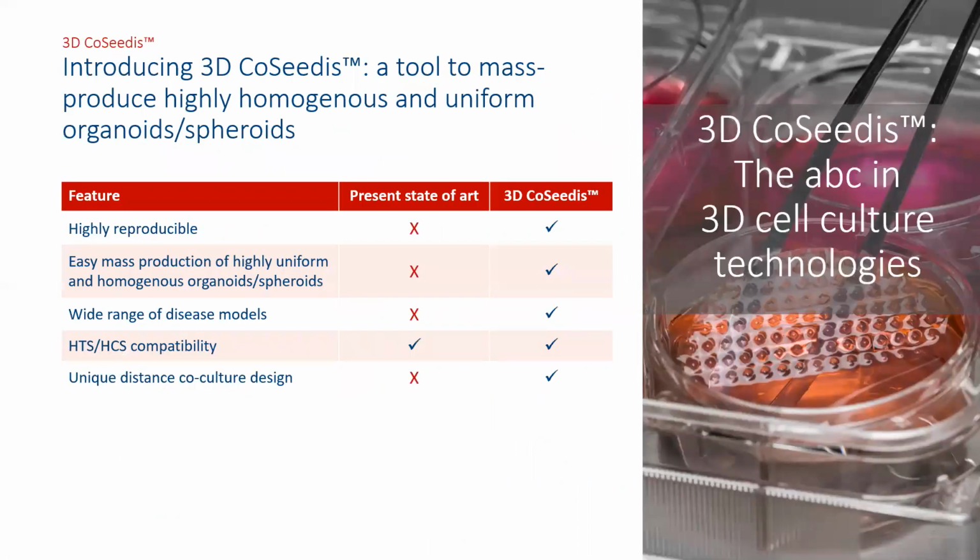And that's exactly where 3D CoSeedis now comes into play and offers benefits to all existing technologies. So 3D CoSeedis is a very nice tool to mass produce highly homogeneous and uniform organoids or spheroids. It is therefore capable and shows high reproducibility. It has a unique distance co-culture design, which I will address on the next few slides, which consequently allows us also to address a wide range of disease models. And because it is an easy mass production tool of those highly homogeneous and uniform spheroids, it is ideally suited for HTS and HCS applications.